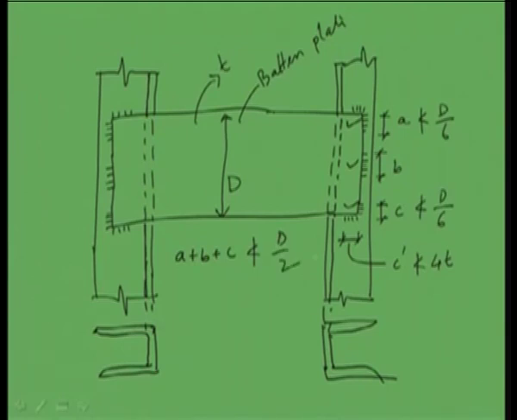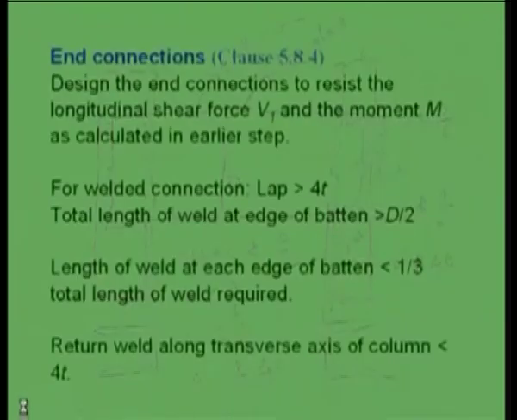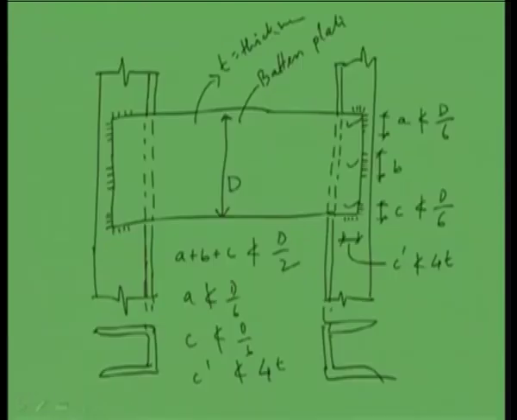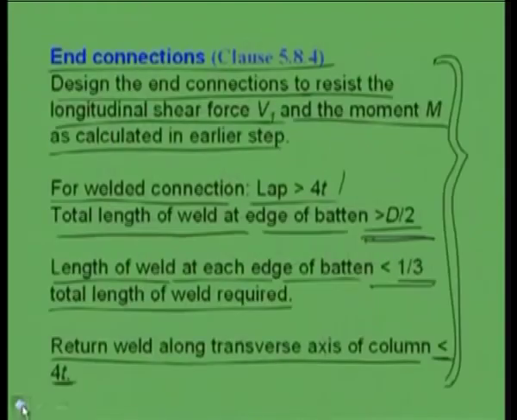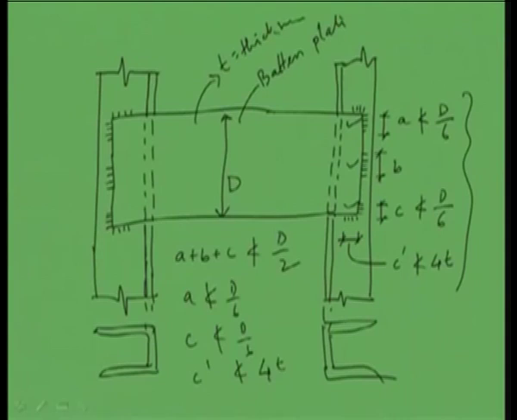This is one, and the other things are, I told that A should not be less than d by 6 and C should not be less than d by 6 and C dash should not be less than 40, where T is the thickness of the plate. So these codal provisions have to be maintained. For a welded connection, the lap should be greater than 40, that means it should not be less than 40.